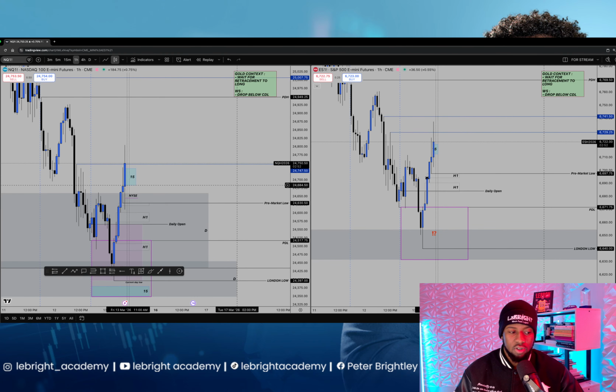Three minutes away from the close of the hourly candle.